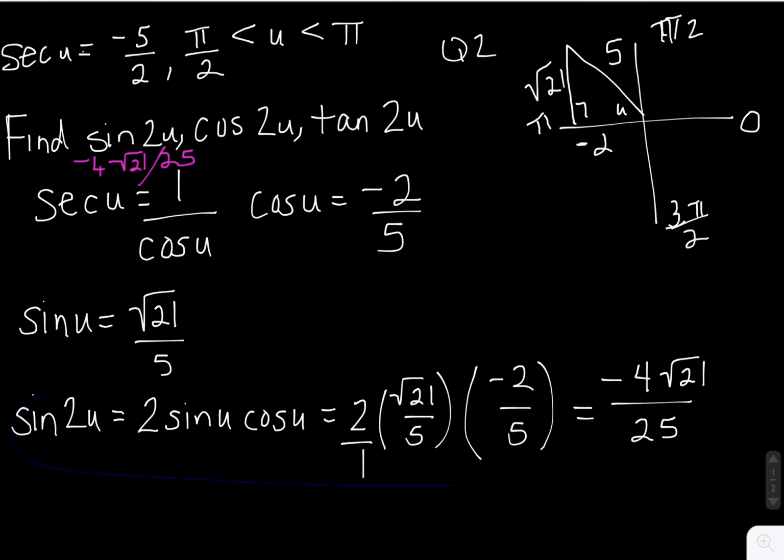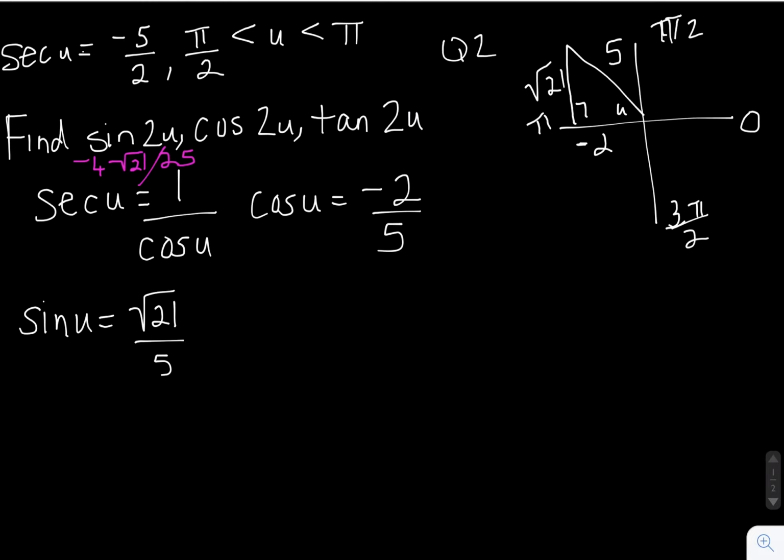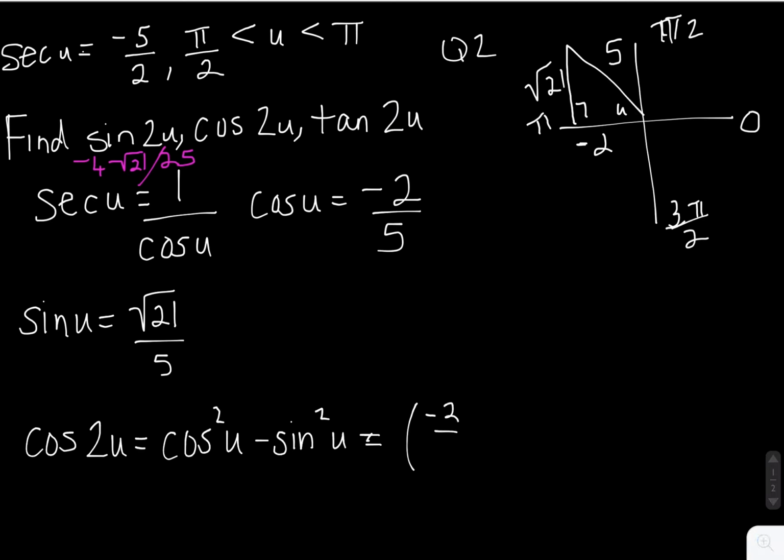Okay, let's erase this. All right, and let's move on to our next double angle formula. Cosine of 2u equals cosine squared u minus sine squared u. Right? So let's plug in what we know. So what is cosine of u? -2/5, squared. Minus sine squared u, what is that? Square root of 21/5 squared.